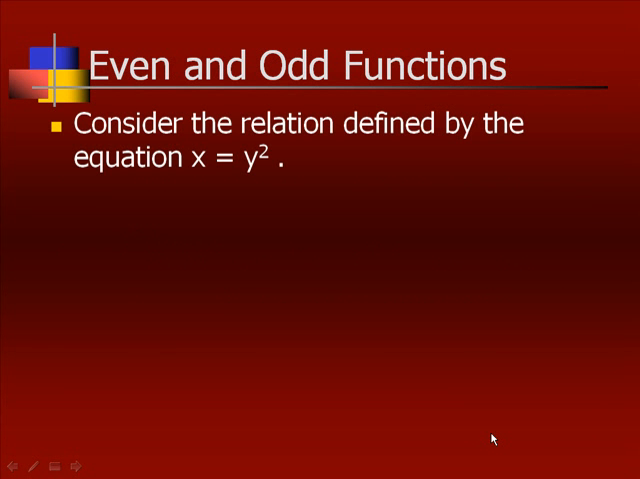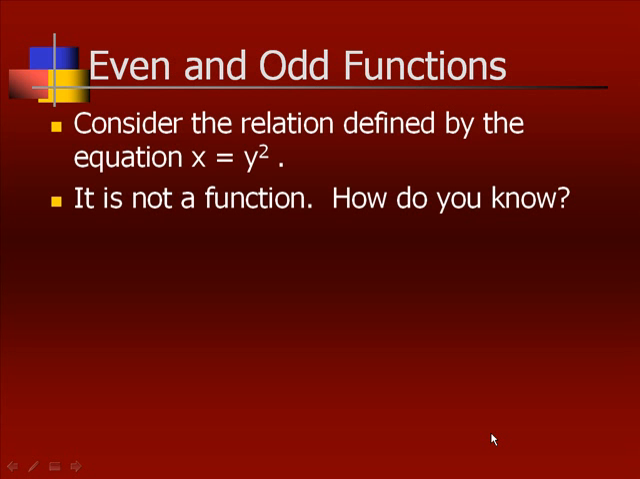Okay? Consider the relation defined by the equation x equals y squared. It is not a function. How do you know it's not a function? Well, remember we talked about anytime we see a y squared, we need to be thinking, hey, it's not a function, because when we try to get y on a side by itself and we take the square root of both sides, we have to consider two cases. So y is equal to the positive or negative square root of x.